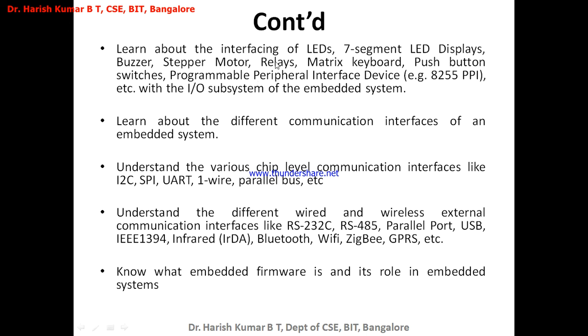And later we learn about the interfacing of LEDs, light emitting diodes. How do I interface a light emitting diode with the core of the embedded system? And then how do I interface a 7-segment LED display? I think you know 7-segment display. In the previous semester you learned LEDs also, and you'll also understand how to interface a buzzer. It's a sound emitting device. How to interface a buzzer to the embedded system, how to interface a stepper motor, how to interface relays, how to interface a keyboard. We are going to discuss in this chapter how to interface a small keyboard, a 4x4 keyboard, and how to interface a switch button, push button switches.